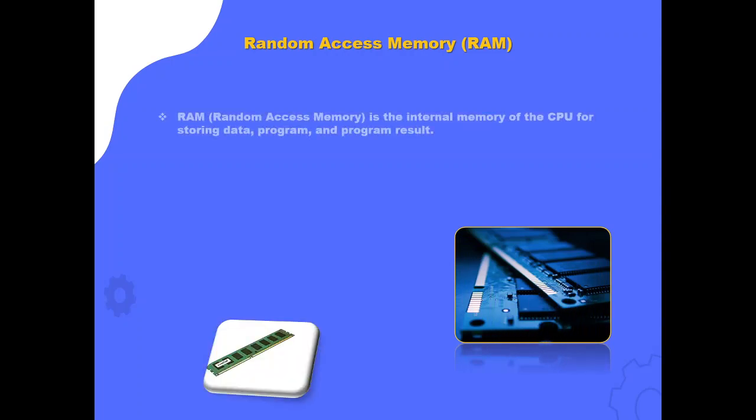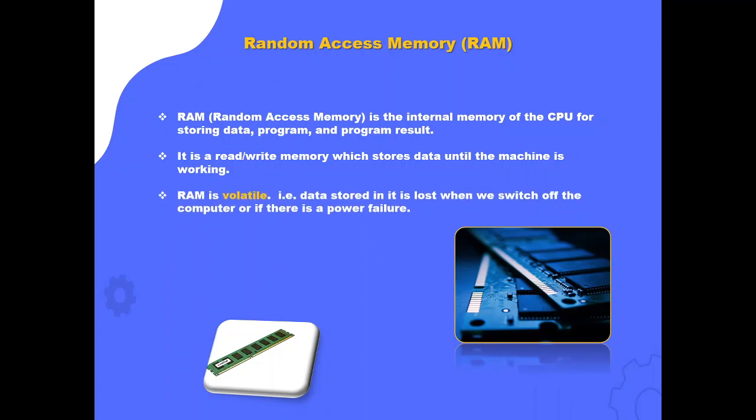Let's see one by one. First one is random access memory, RAM. RAM, random access memory, is the internal memory of the CPU for storing data, programs and program results. It is a read-write memory which stores data until the machine is working. That is, when the machine is in working condition, it will perform read-write operations. RAM is volatile, that is, it depends upon the power of the machine. When the power is off, the data will be lost. When the power is on, it will store data. There are mainly two types of RAM, static RAM and dynamic RAM, SRAM and DRAM.